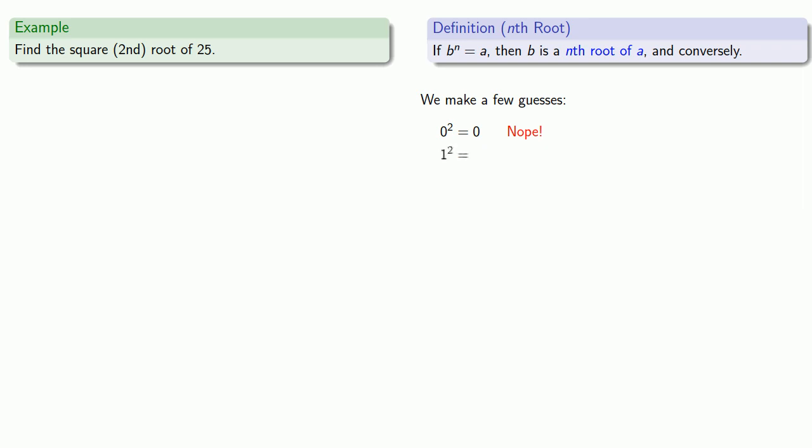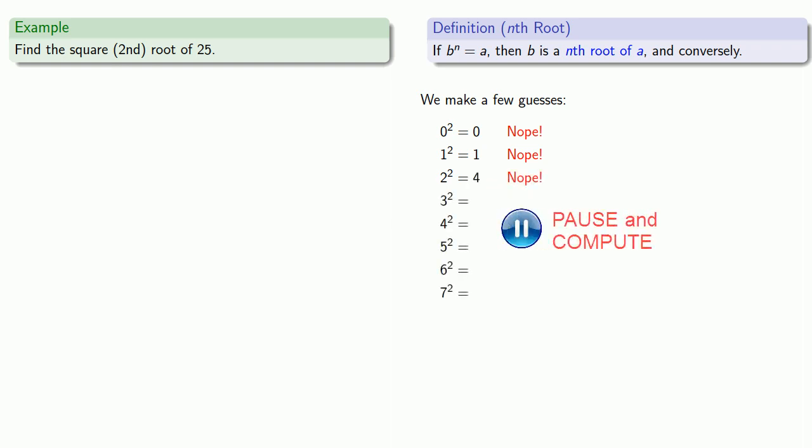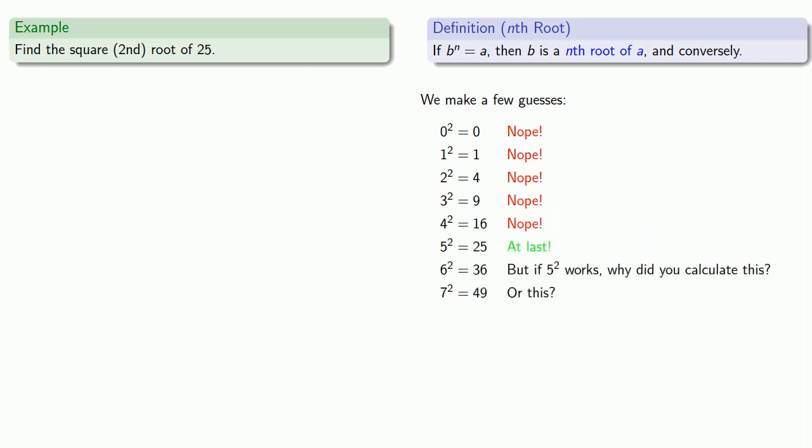How about 1? 1 squared is equal to 1, not that. 2 squared is equal to, and we can continue to try other numbers. And we finally find our root, 5 squared is equal to 25. Well, that's one square root. Could there be others? Remember that if 5 squared is equal to 25, then negative 5 squared is also going to be 25. So both 5 and negative 5 are square roots of 25.